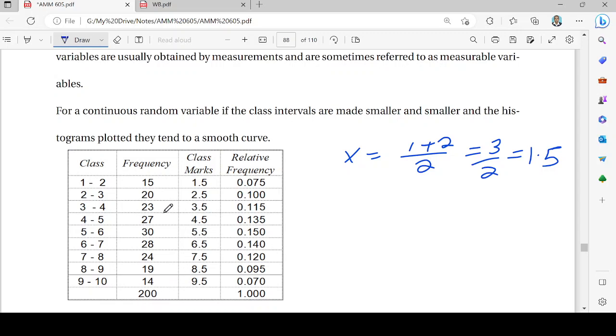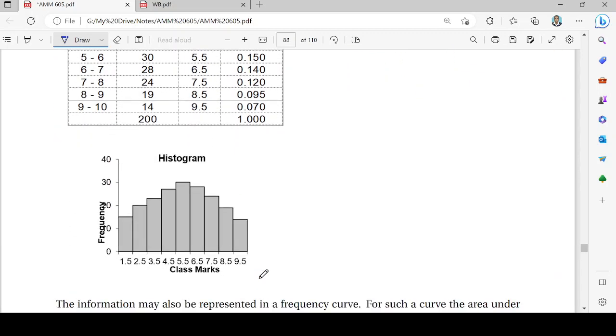If you divide the frequency of a given class by the total frequency of the distribution, like 15 divided by 200, you get a value that we call the relative frequency of that class. Now, when you divide each of these by 200 and then add the results, the sum of the relative frequencies, you should get a value of 1.